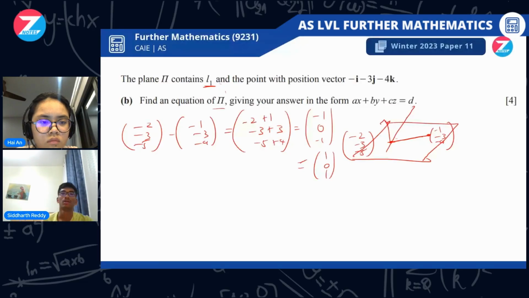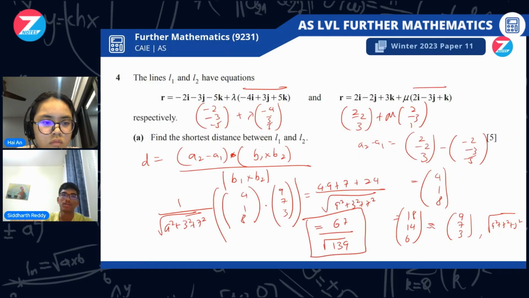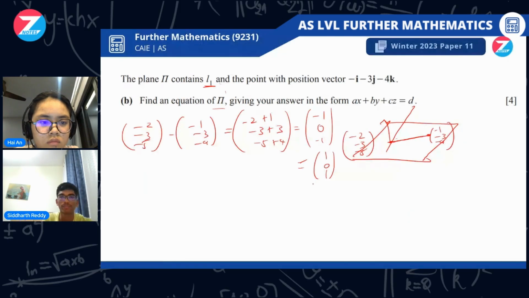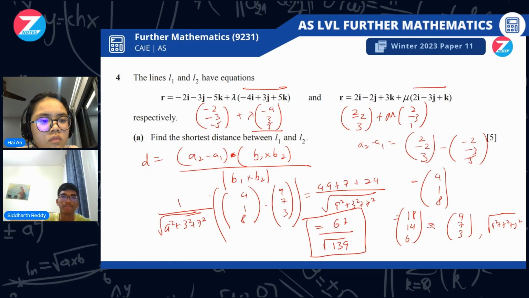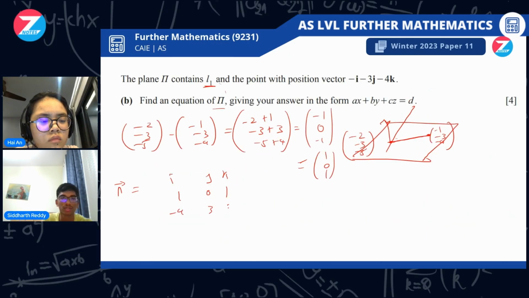Okay. So now we also have the direction vector of L1, which is minus 4, 3, 5. So we can find the normal vector. So normal vector is just going to be i, j, k, 1, 0, 1, and minus 4, 3, 5. So 0 times 5 minus 1 times 3, that's minus 3. j, 1 times 5 plus 4, it's 9. And 1 times 3 is just 3.